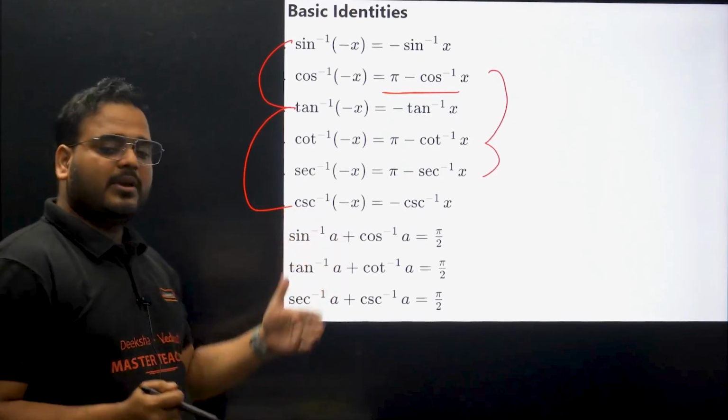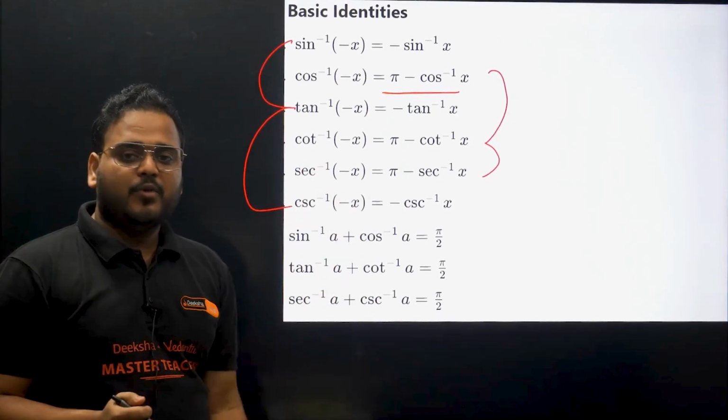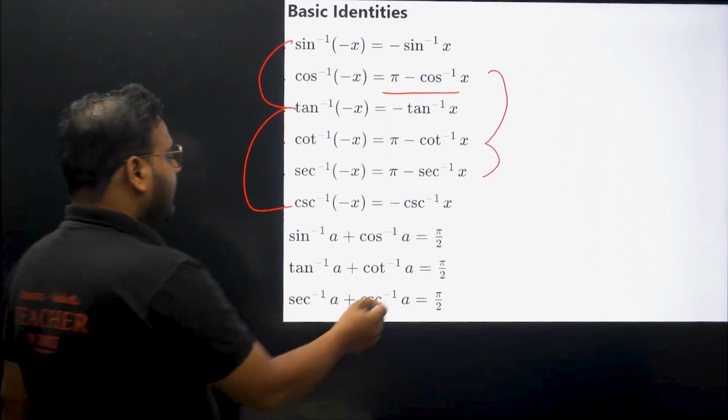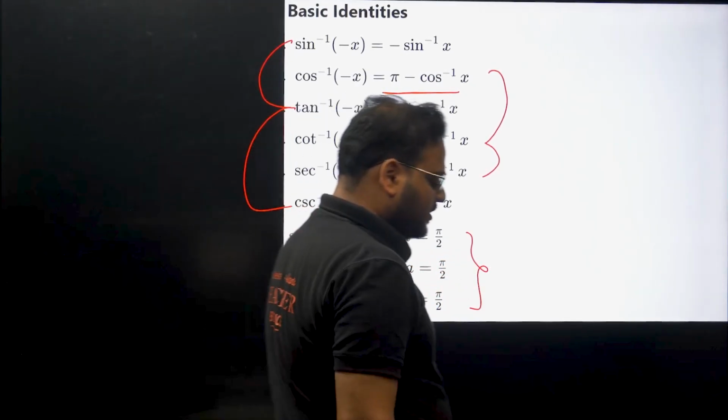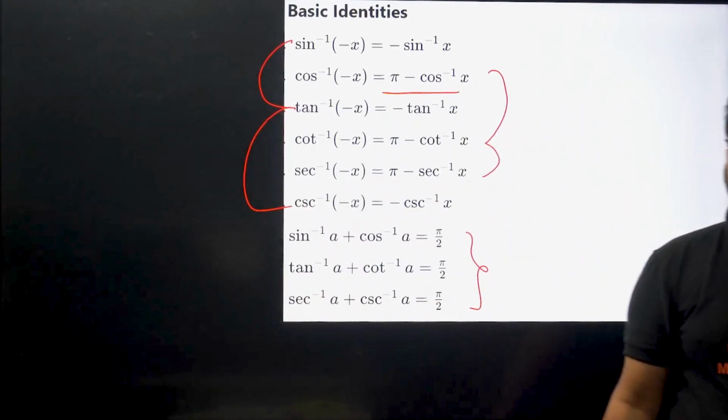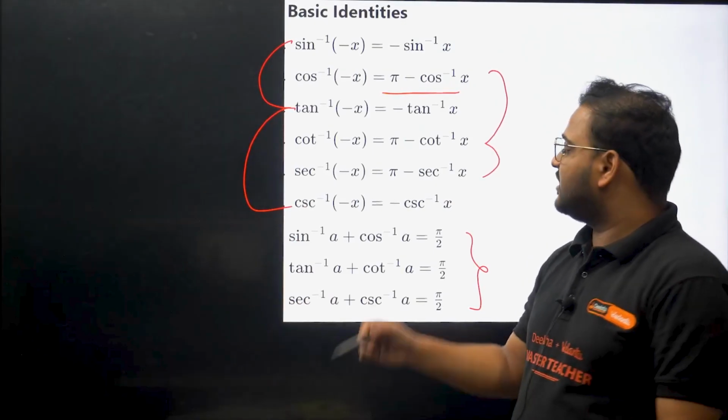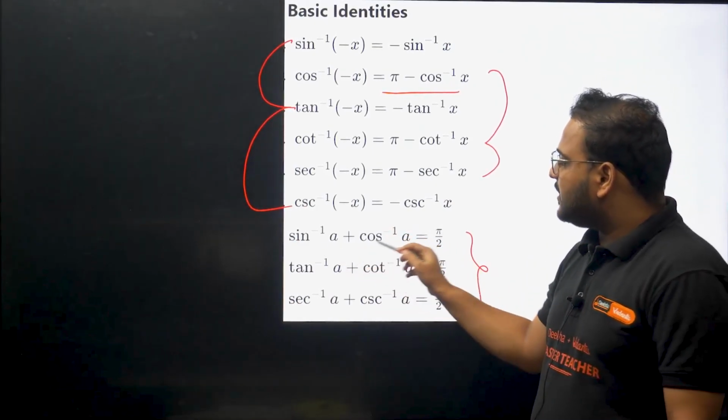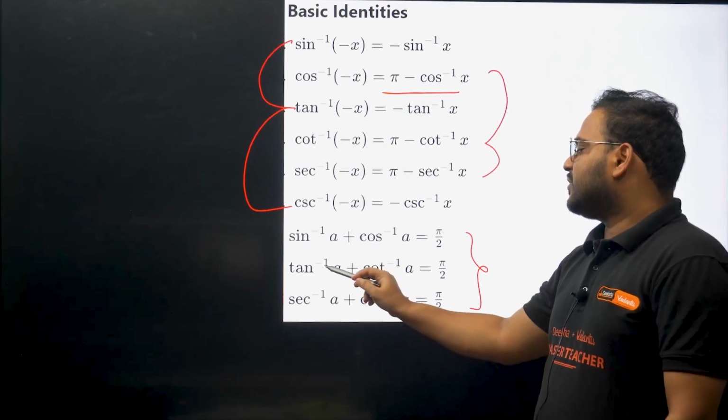Very useful, okay. Almost in every question coming in inverse trigonometric functions, this property can be of use. Again, not as many questions on this property, but it can be utilized in your CET examination. That's why I have listed it over here also. Sine inverse of A plus cos inverse of A is pi/2. Same goes for tan inverse and cot inverse.